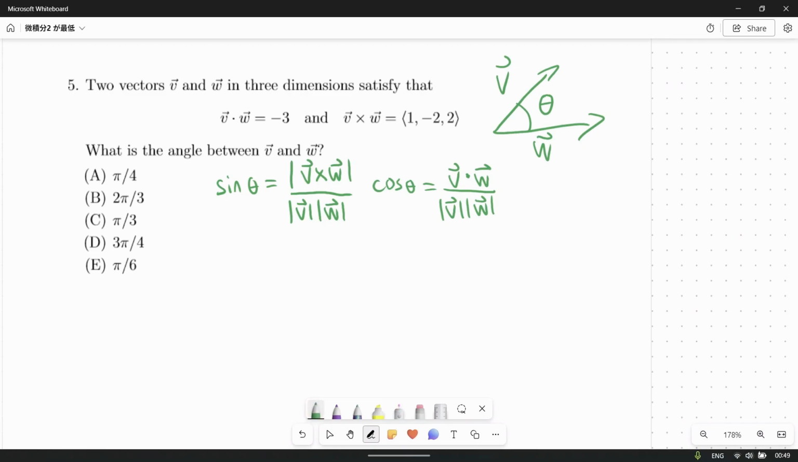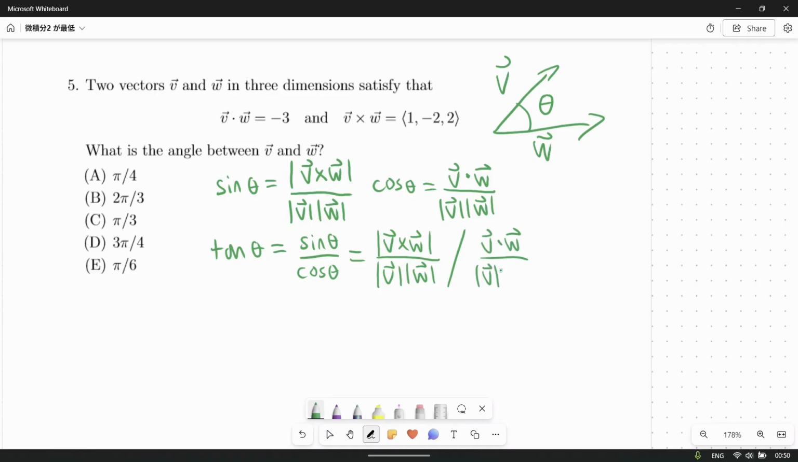But the way to deal with this question is I'm also going to introduce tangent into the mix, and then it'll make this question solvable. Originally, tangent of theta, if you recall, is equal to sine of theta over cosine of theta. And since we know that sine of theta and cosine of theta are equal to these things, we can say that tangent of theta is going to be equal to the magnitude of v crossed with w over the magnitude of v times the magnitude of w, divided by v dotted with w over the magnitude of v times the magnitude of w.